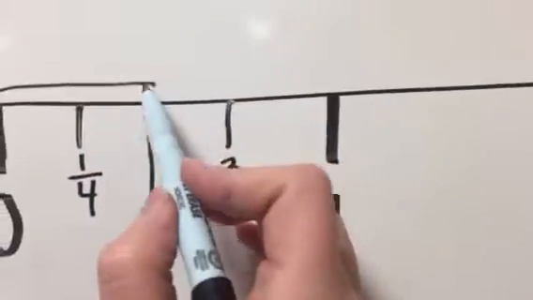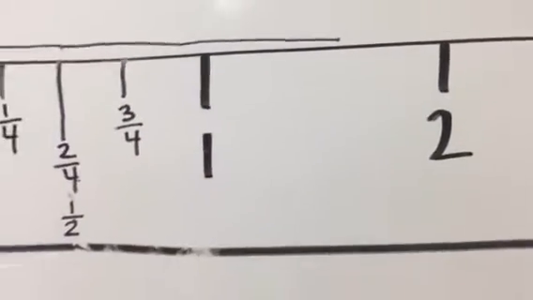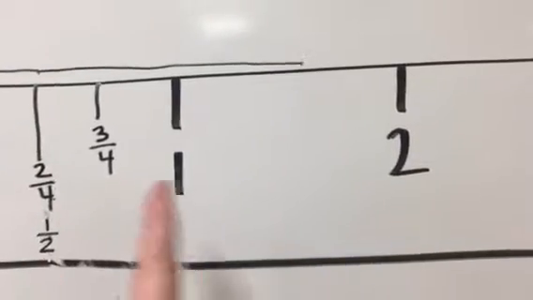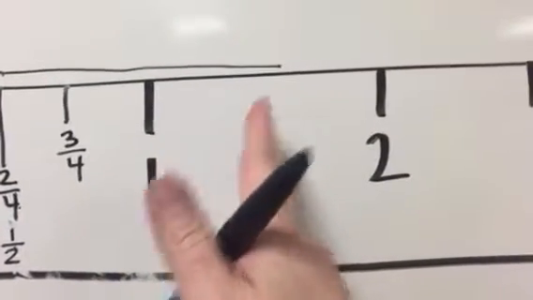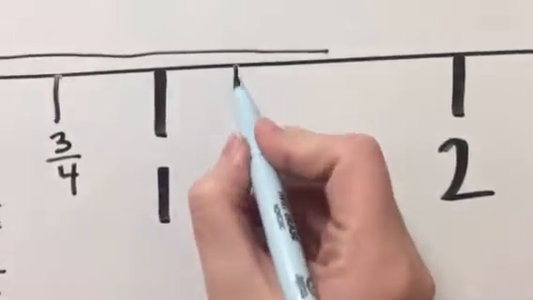Okay, so let's look between 1 and 2 now. Let's say the object comes all the way out here. I've got to be able to measure between 1 and 2 in case an object is a little bit longer than an inch, but a little bit shorter than 2 inches. So I'm going to divide it into fourths again.